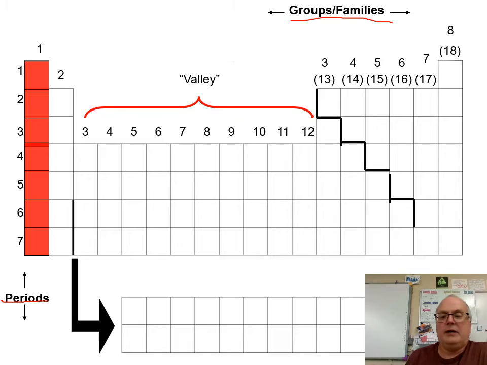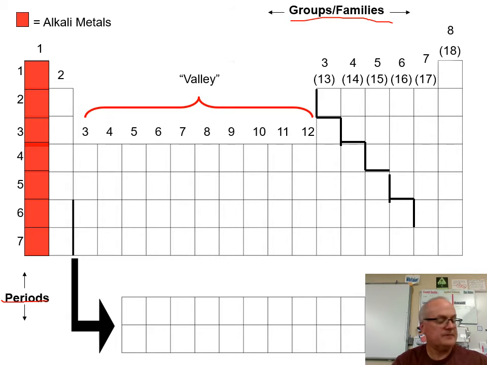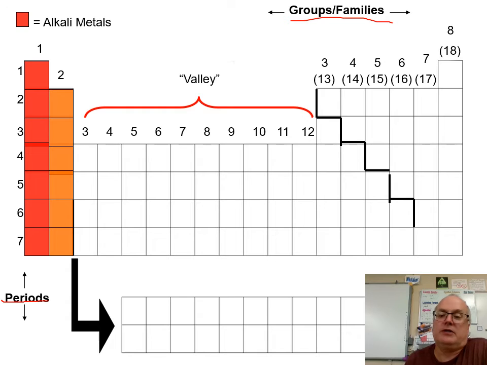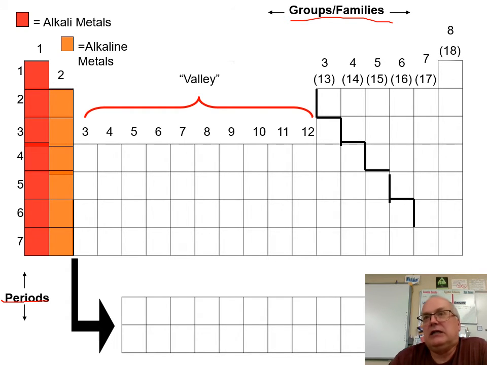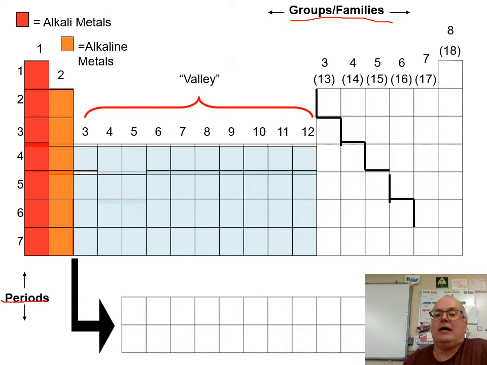Column 1, we're going to color red, and they're referred to as the alkali metals. Column 2, you're going to color orange, and that will be referred to as the alkaline earth metals. Columns 3 through 12, which we refer to as the valley or the transition metals, will be colored blue.